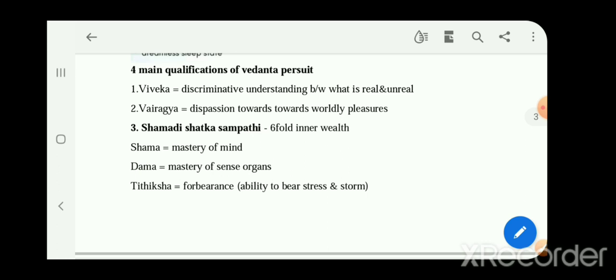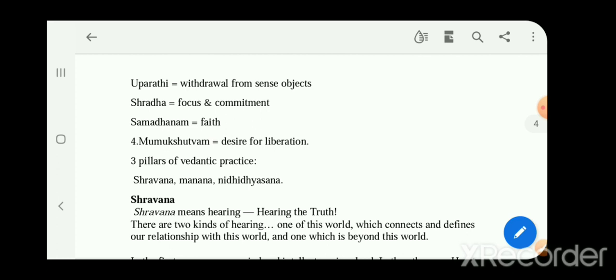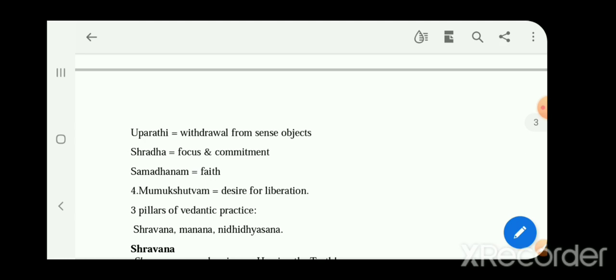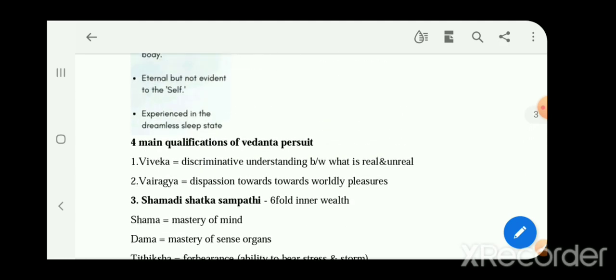And the fourth one, the final qualification, is Mumukshatvam, which is the desire for liberation. Desire for liberation means desire for gaining moksha, which is freedom from the bondage of samsara. Bondage of samsara means sukha dukkha, life and death, happiness and sadness, and affection, love, hatred towards objects and everything. So liberation from all this bondage of samsara is nothing but Mumukshatvam. So these are the four main qualifications of Vedanta pursuit.